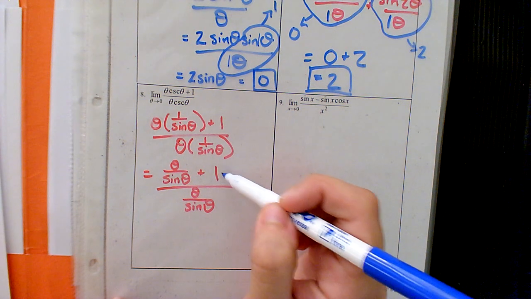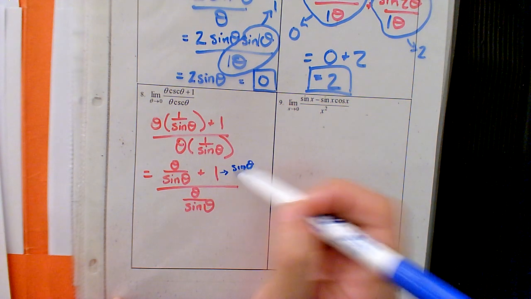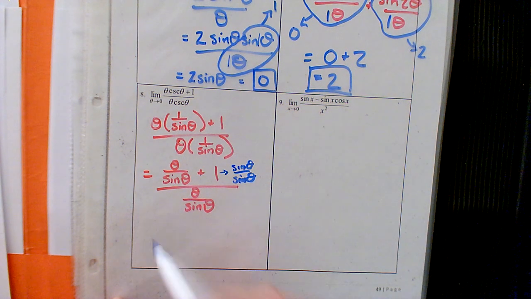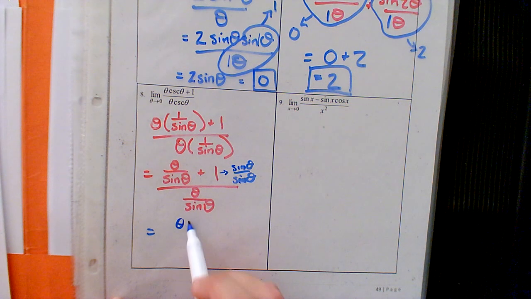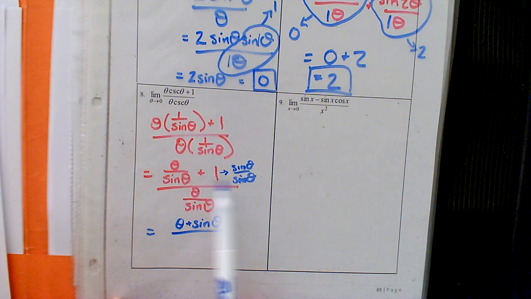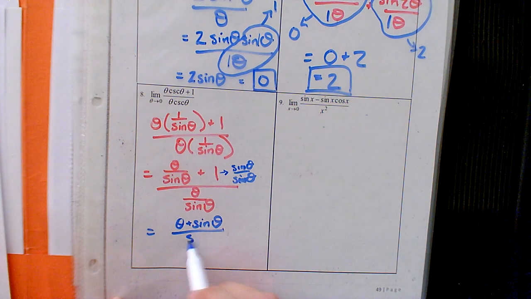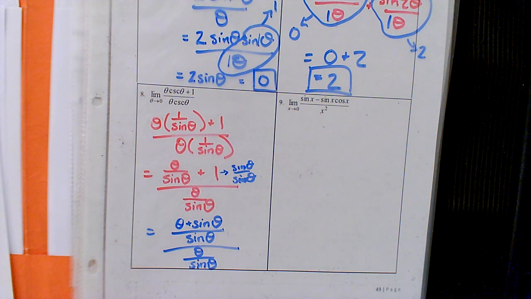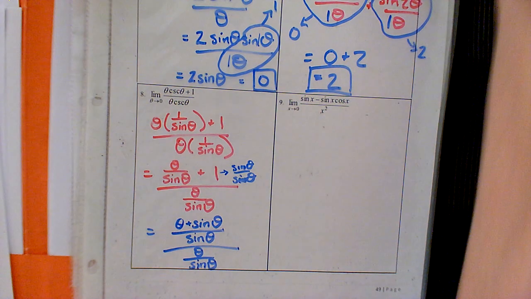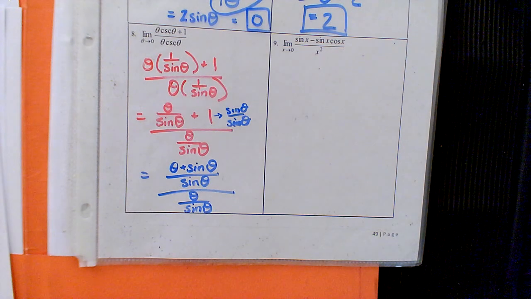Okay, so we'll change the 1 to sine over sine. That way we have a common denominator. So theta plus sine is a new numerator. We'll keep the common denominator, and all of that is over theta over sine. Where do you want to go from there? We still have a multitude of fractions.